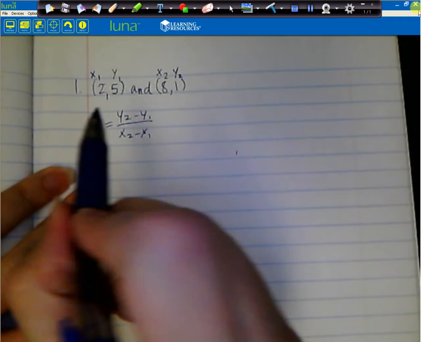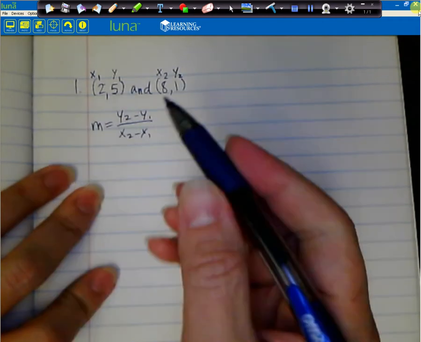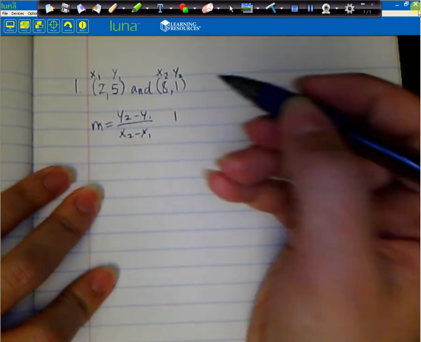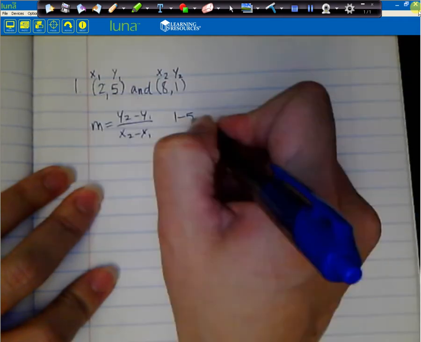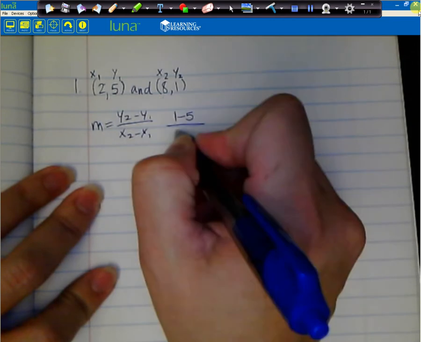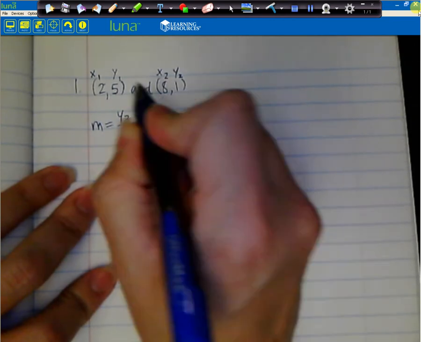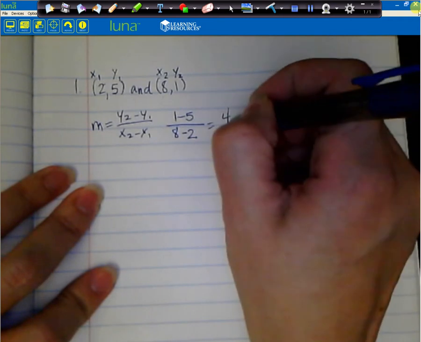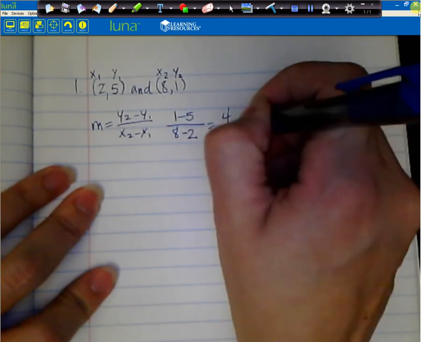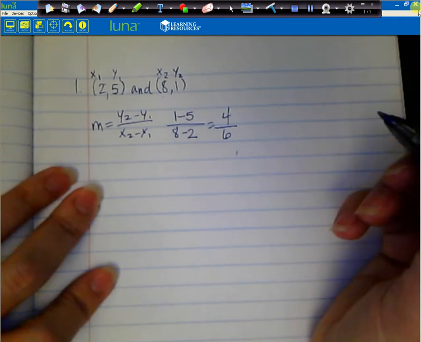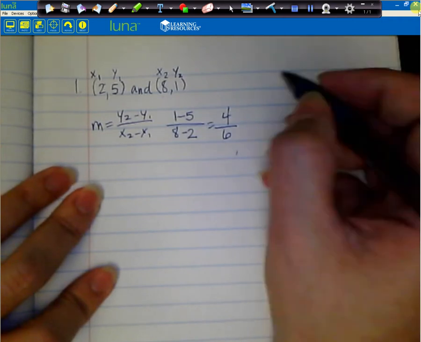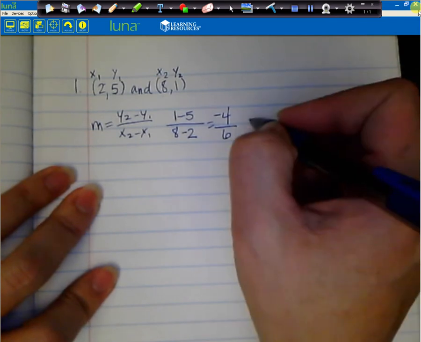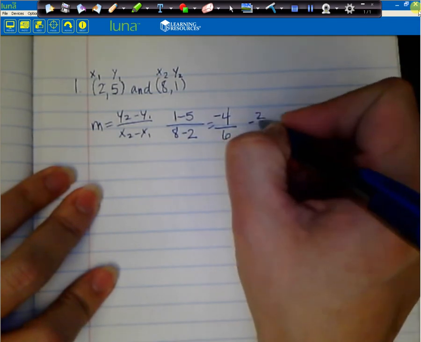So you're going to plug in for y2, which you have written right here. Your y2 is labeled as 1, okay? Minus y1, which is 5, over x2, which is 8, minus x1, which is 2. So then we're going to subtract them out. 1 minus 5 gives us negative 4, and 8 minus 2 gives us 6. We're going to reduce this down to negative 2 over 3.